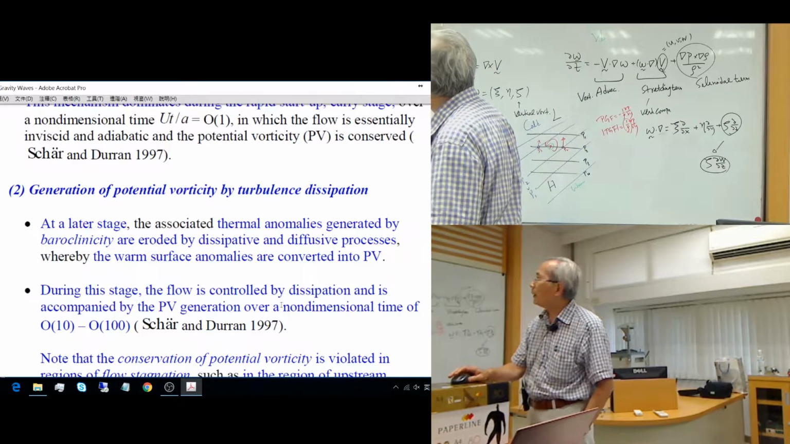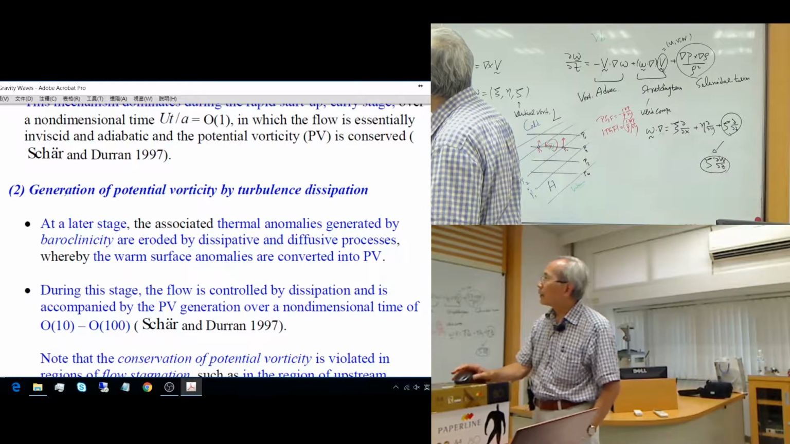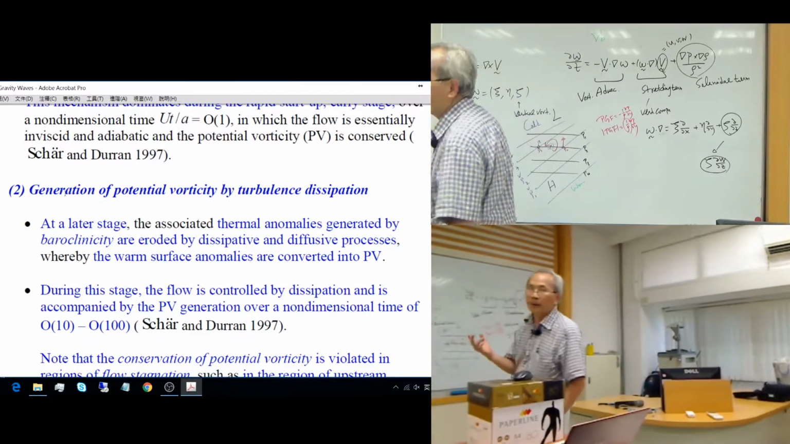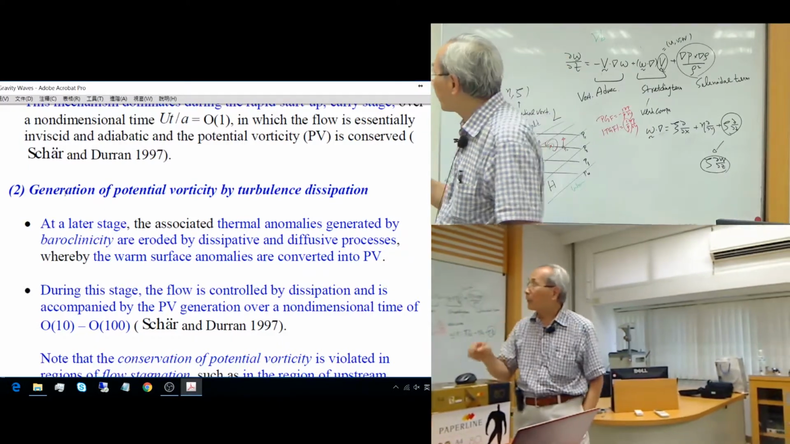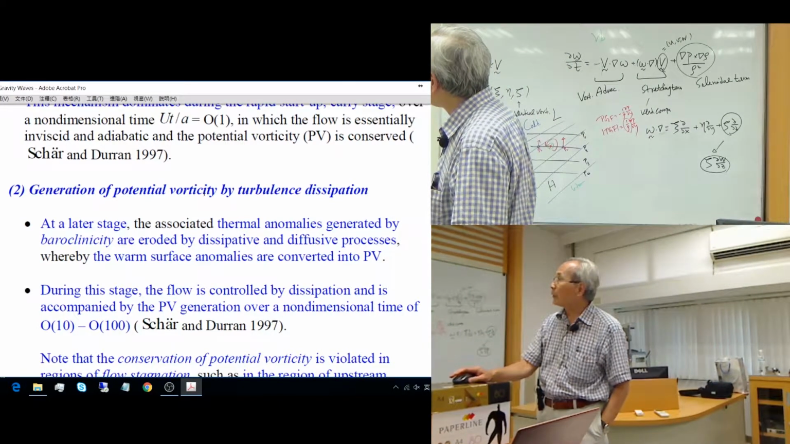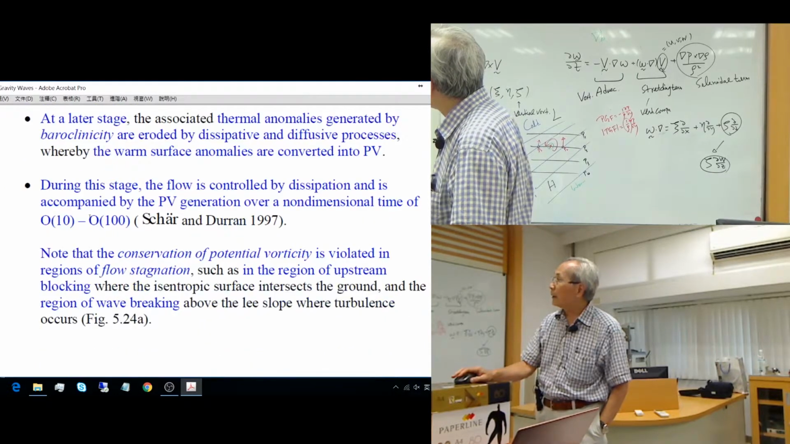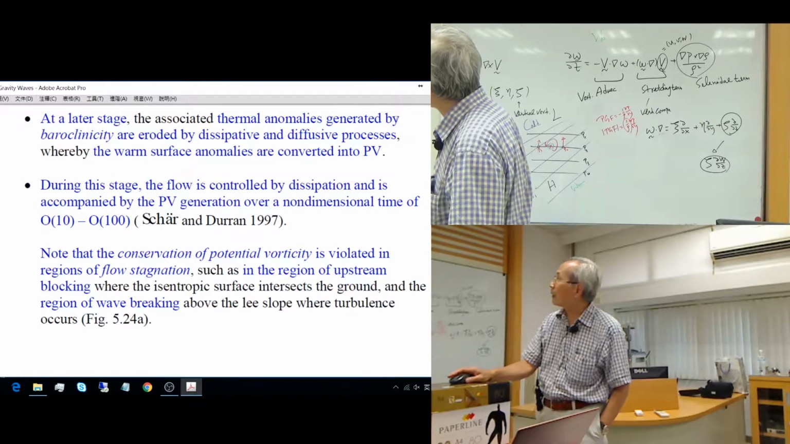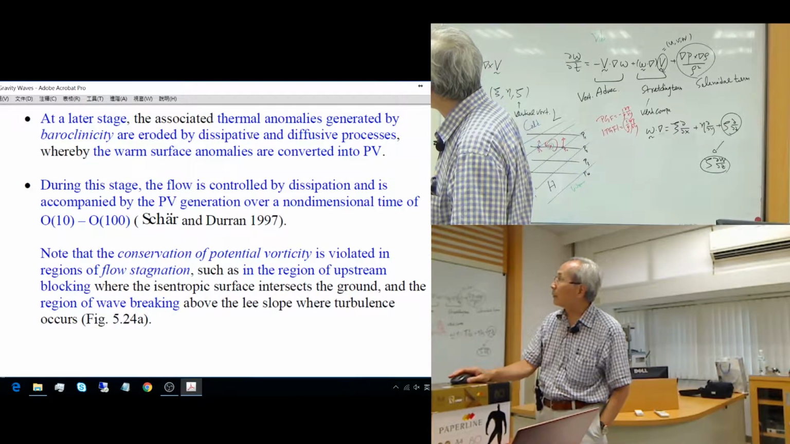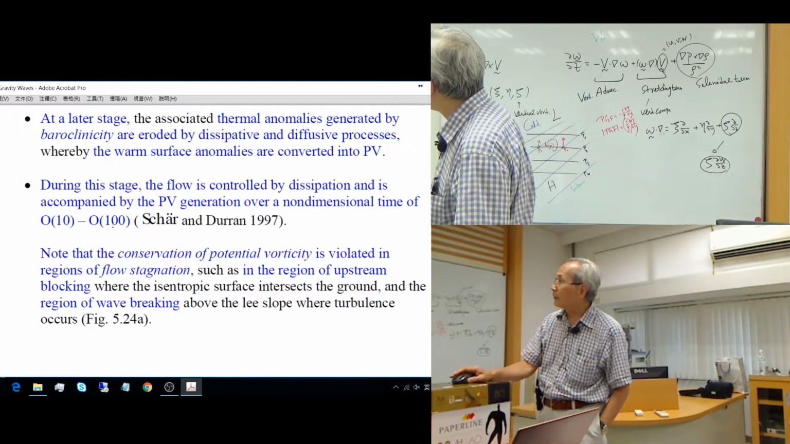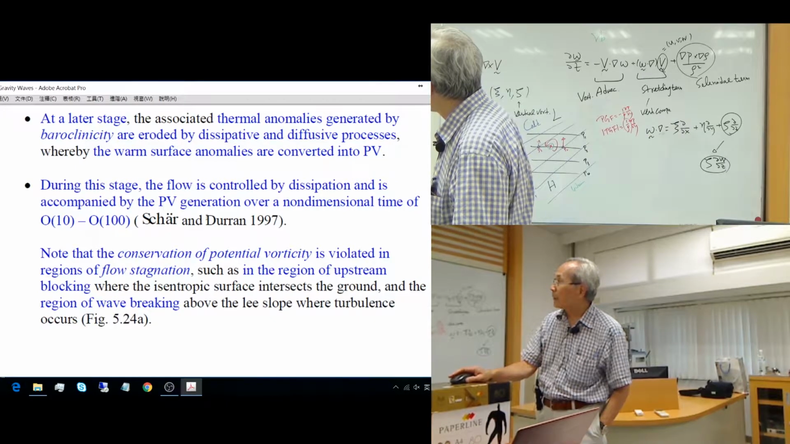And then Rossby doesn't agree with their theory. So he proposed the generation of potential vorticity by turbulent dissipation. He said at a later stage, the associated thermal anomaly generated by the mountain is eroded by dissipative diffusion processes. And during this stage, the flow is controlled by dissipation and is accompanied by PV generation over a long non-dimensional time, of order 10 to order 100. This is proposed by Schär and Durran.